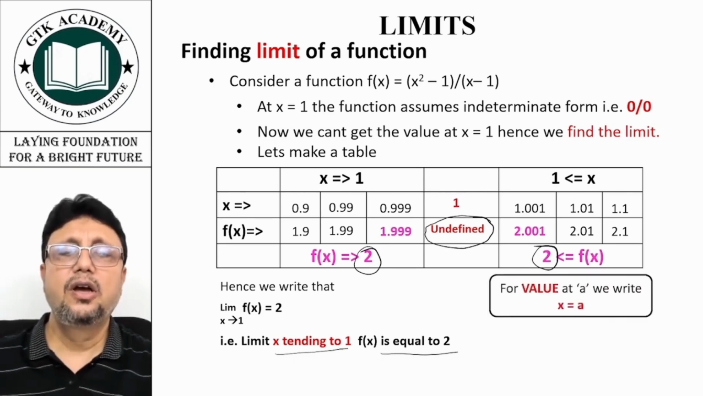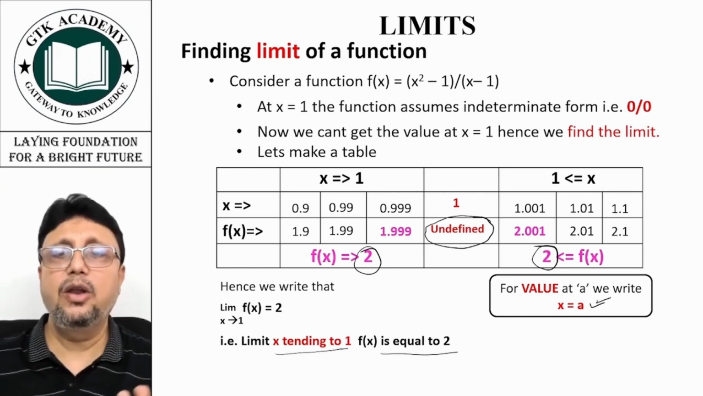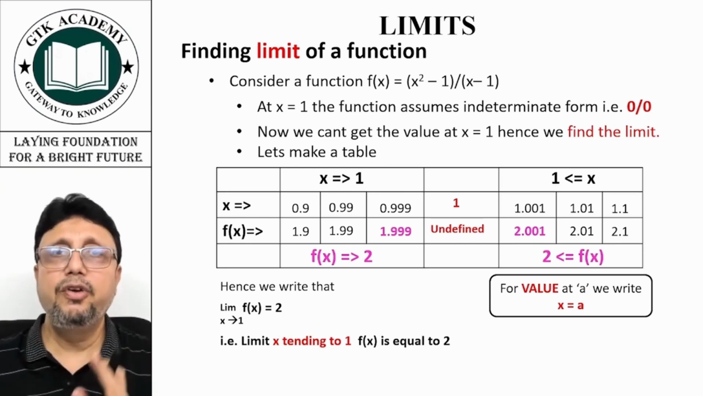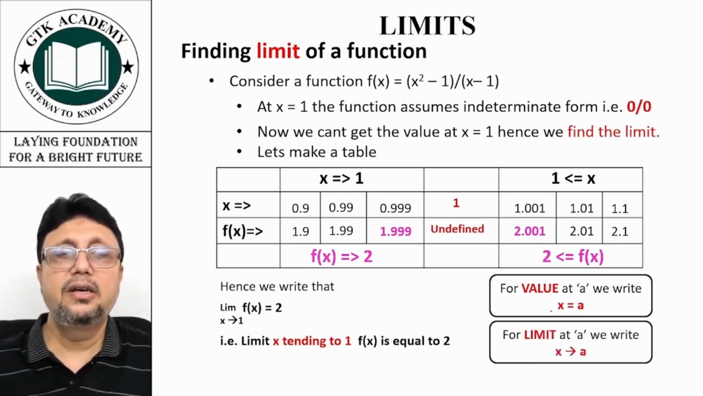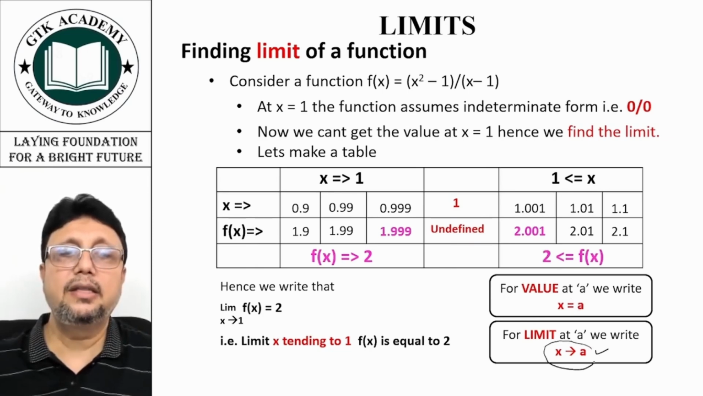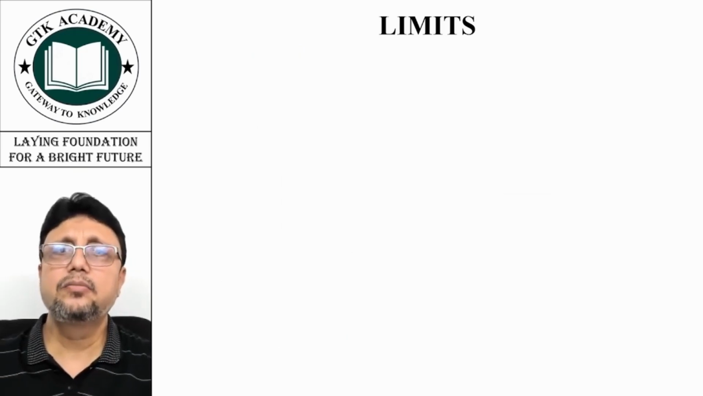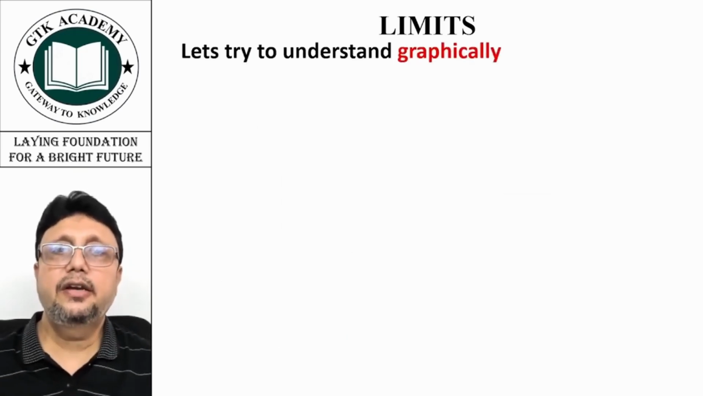Just note the difference. For value of a function, we write x is equal to a. Say in this case, if we are able to find the value at 1, we write x is equal to 1. But since we are not able to find the value of the function at a particular point, we will find the limit. So we will write not x is equal to a, but x tending to a, which is shown like this. This means x tending to 1. So this is one way of finding the limit. Now let's understand it graphically.